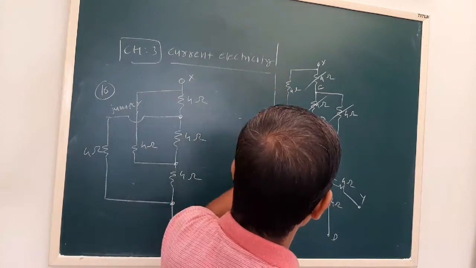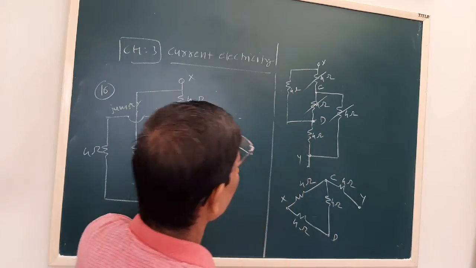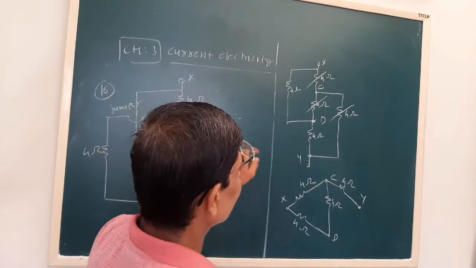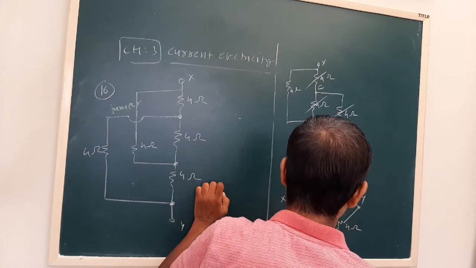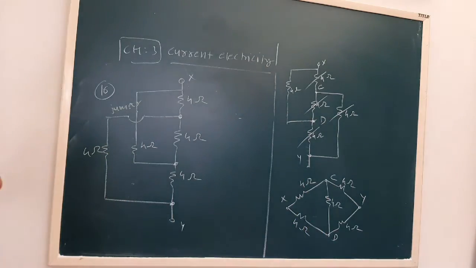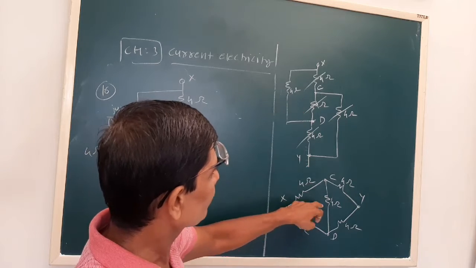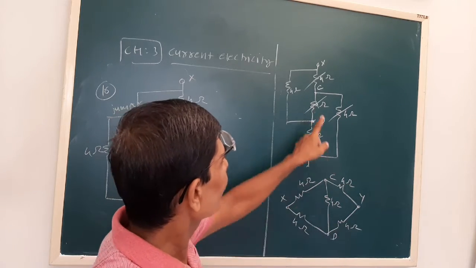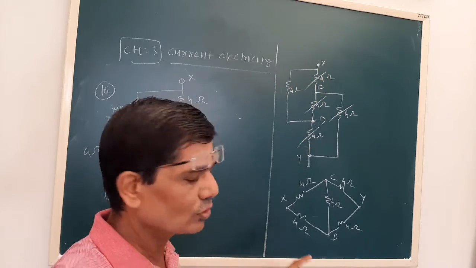Then between X and D, and finally between D and Y. So this is how we have simplified the circuit. See again, between X and C 4 ohm, between C and D 4 ohm, between D and Y 4 ohm, between C and Y 4 ohm, and between X and D there is 4 ohm.